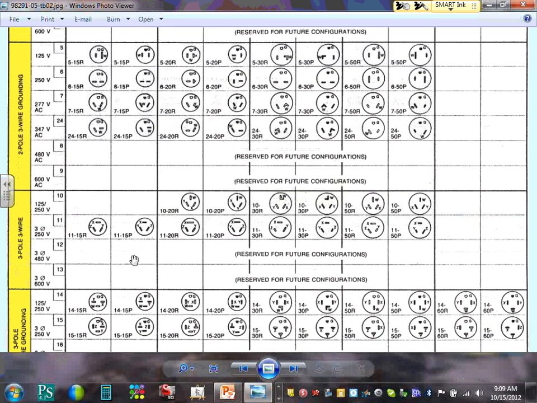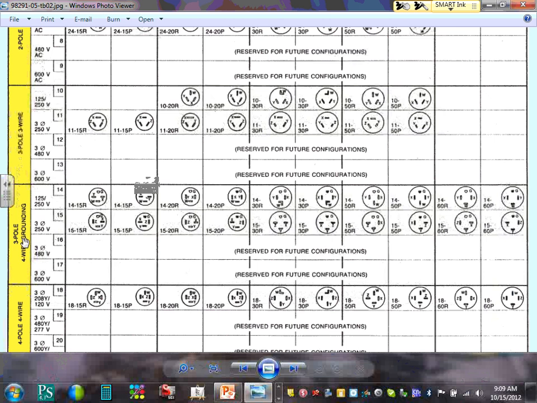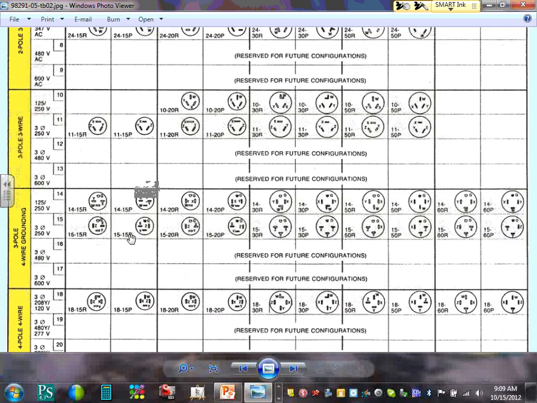3-pole 3-wire, no ground here. Almost all of them now with a ground, guys. 3-pole 4-wire with a ground. Almost everything has to have a ground.